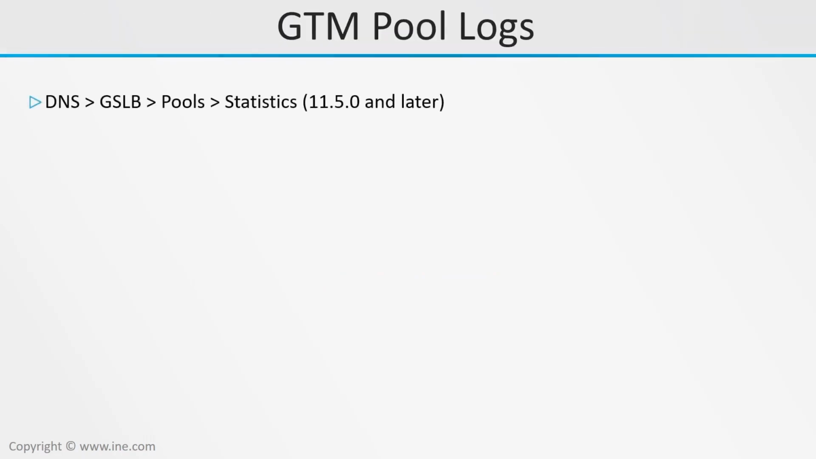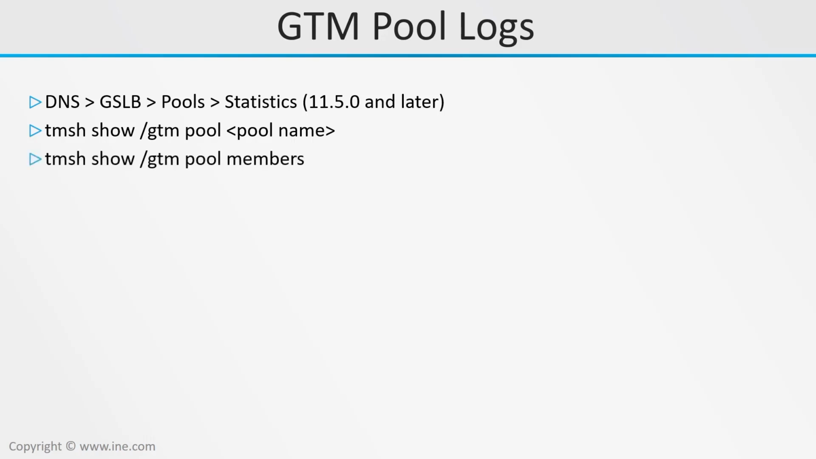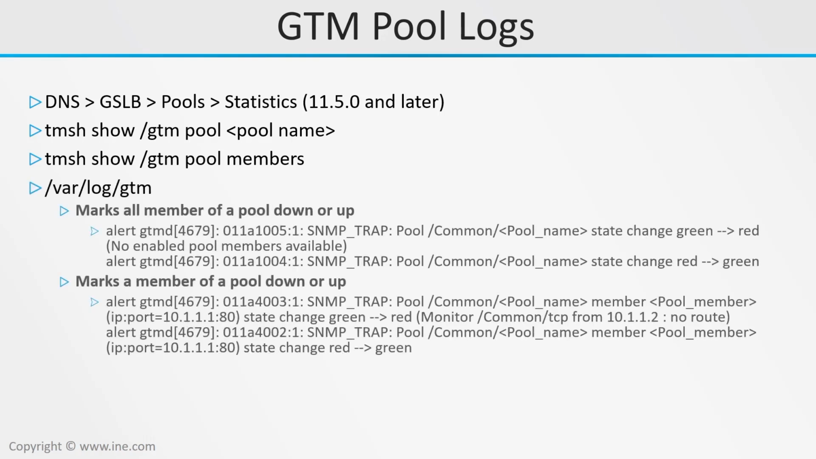Well, you can look in the logs, and one important place you can do that is going to DNS, GSLB, pools, then statistics in the GUI. You can also look at the TMSH command, show gtm pool, and then specify the pool name. If you want to dig down deep into what members are specifically getting certain traffic, you can do the TMSH show gtm pool members command. So the /var/log/gtm is going to indicate the messages for marking all members as up or down.